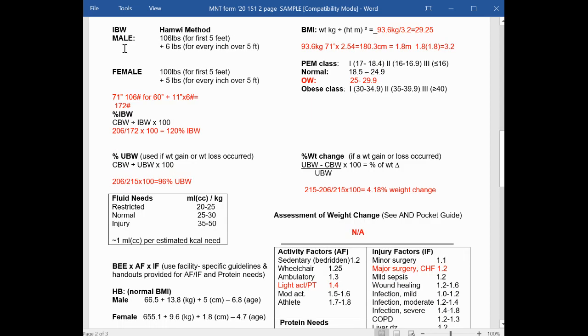So recall that the ideal body weight Hamwi method for males, we're getting 106 pounds for the first 5 feet or 60 inches, and then 6 pounds for every inch over 5 feet. So he is 71 inches. So we get 106 pounds for the 60 inches, and then he's 11 inches over 60 inches. So we take that 11 and multiply that by 6. Add that to our 106 pounds, and we get an ideal body weight of 172 pounds.